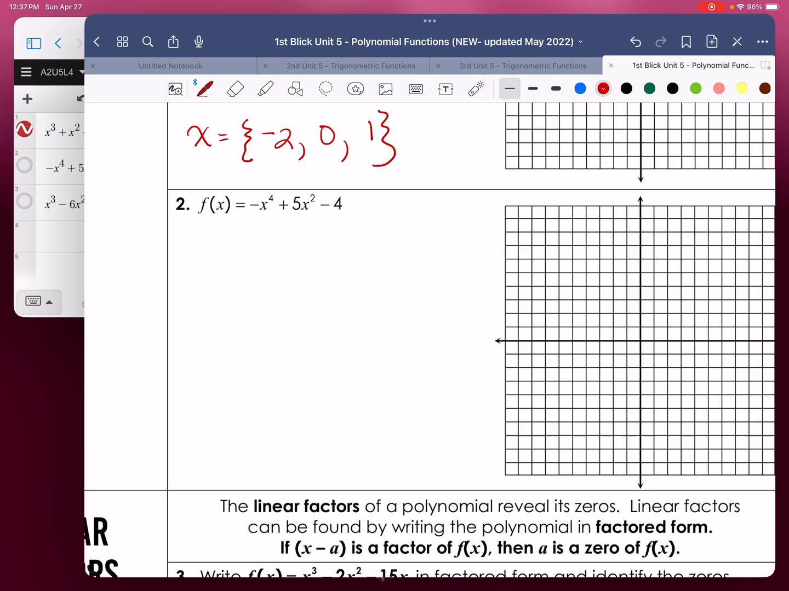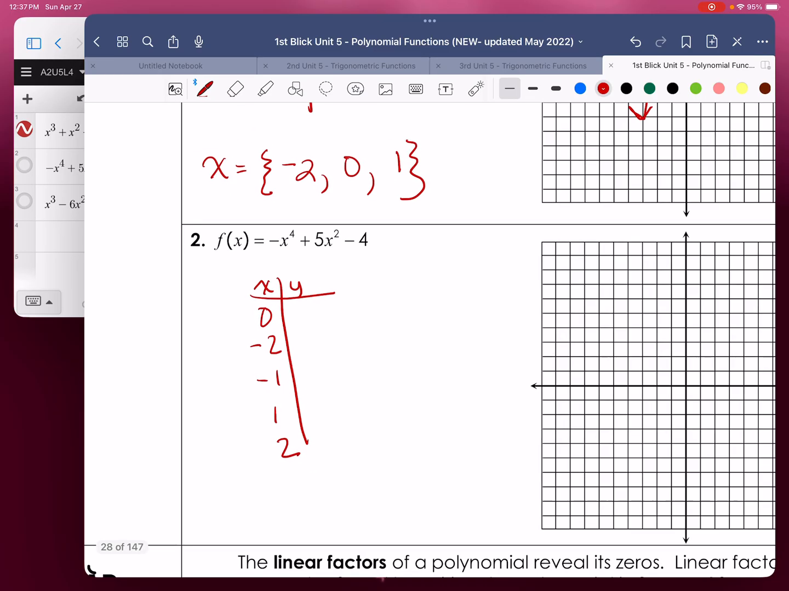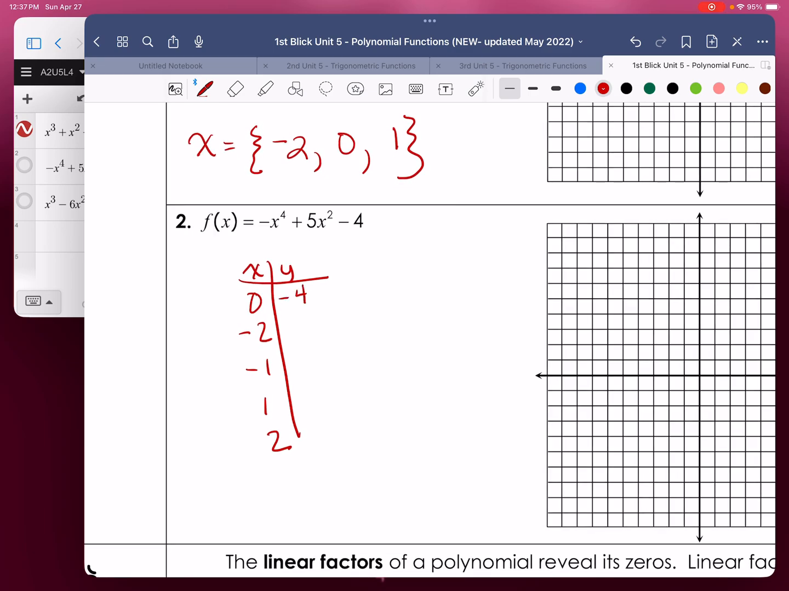Number 2, we've got -x⁴ plus 5x squared minus 4. Now, if I make a chart for it, and I pick the numbers 0, -2, -1, +1, +2. All right, if I plug all these in, I'm going to get a -4. Then if I plug -2 into this thing and solve it, that's actually going to give me a 0. If I plug -1 into this polynomial and solve it, I'm going to get a 0. If I put +1 in, it gives me 0, and +2 gives me 0.